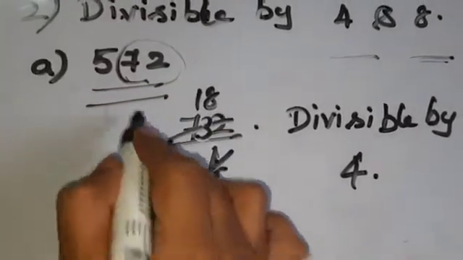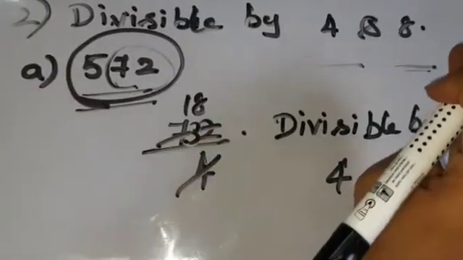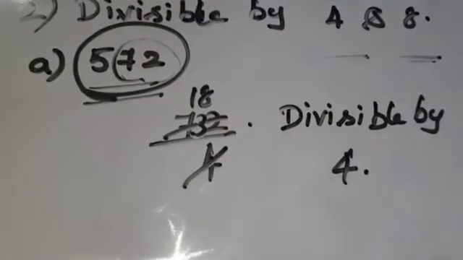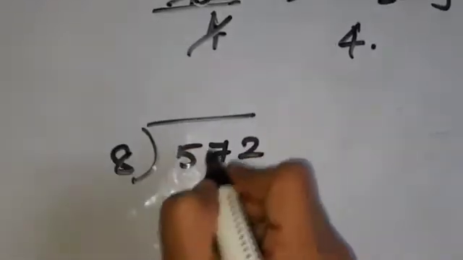For 8, what we have to do? We have to take the last 3 digits and we have to divide by the actual division method and check whether it is divisible by 8 or not. Here, actually, they have given only 3 numbers. So, we are taking it as it is.